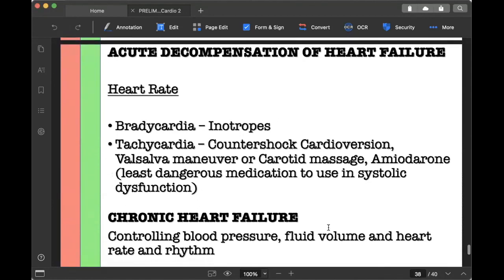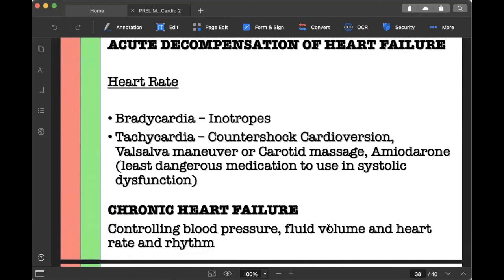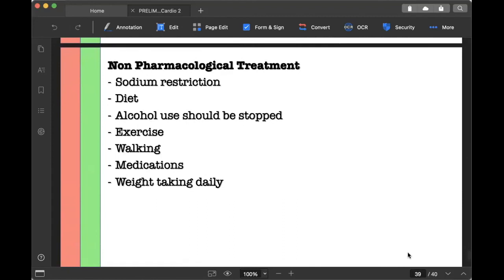How about your acute decompensation here? Heart failure, heart rate. You already know bradycardia and tachycardia. Chronic heart failure is controlling the blood pressure, fluid volume, and the heart rate and rhythm. Non-pharmacologic treatment. We have, of course, your sodium restriction, in terms of this one, no salt shaker on the table. We should not be adding salt in the food you are cooking or in your plate.